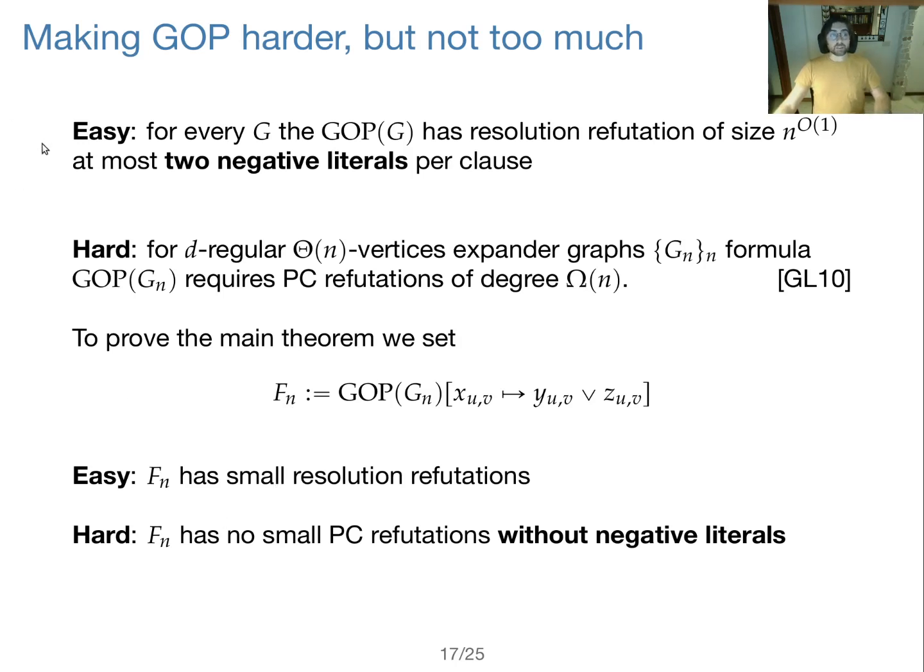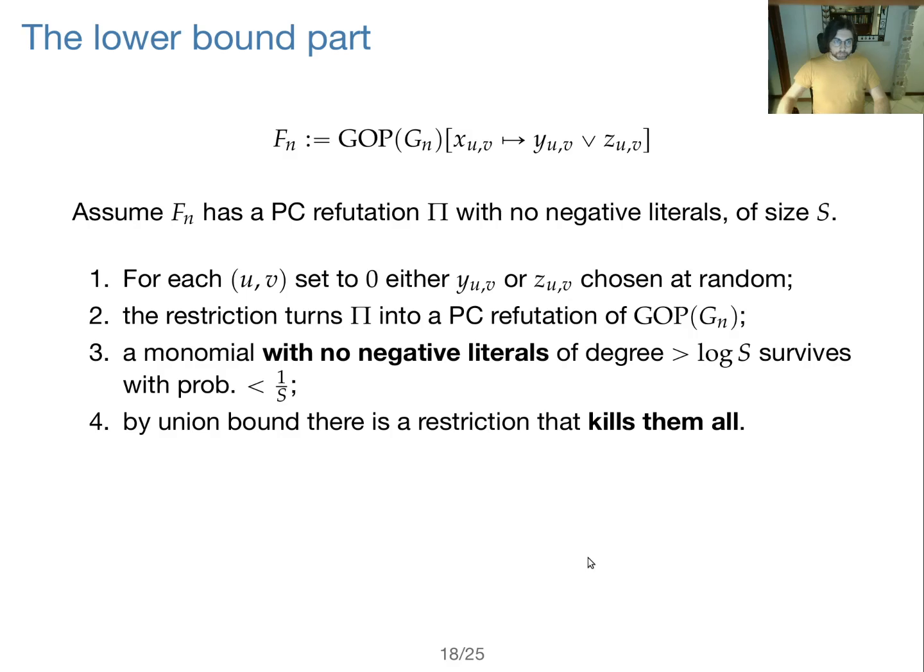Well, this new formula is the formula that we'll use to separate polynomial calculus without negative literals from resolution. And in particular, from the easiness of GOP, we will find that Fn is easy in the sense that it has a small resolution refutation. And from the hardness of GOP, we will prove that Fn has no small polynomial calculus refutation without negative literals. So, first the lower bound. It's quite a simple argument.